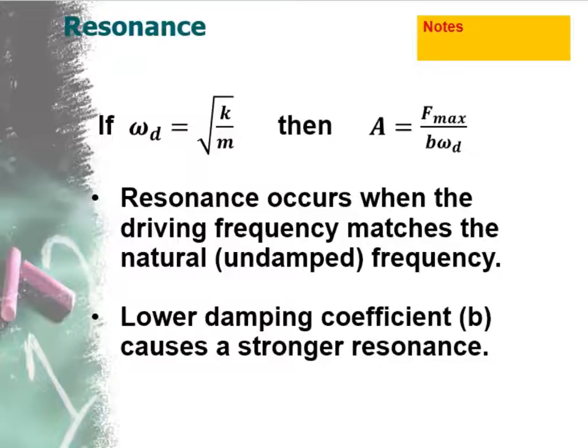Okay. Now, if you look at this amplitude, when this value of b is small, that causes the amplitude to increase. So the smaller the value of b, the larger the amplitude we're going to have. So a lower damping coefficient, b, causes a stronger resonance. And on the other hand, a higher value of b causes a lower or weaker resonance.